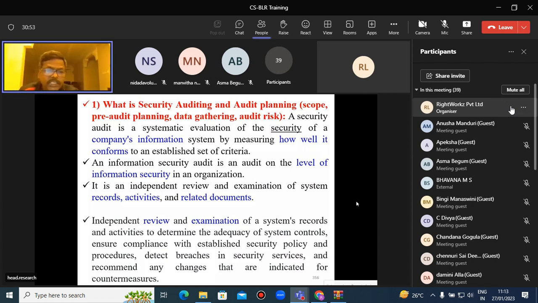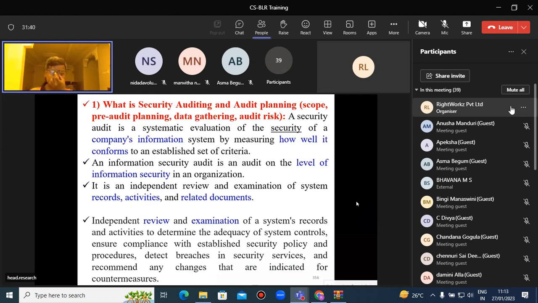So what is meant by independent review? Independent examination of a system's records and activities to determine the adequacy of system controls, ensure compliance with established security policy and procedures, detect breaches in security services, and recommend any changes that are indicated for countermeasures. Detecting breaches means detecting threats, malicious activities, and criminal attacks that happened in the organization, especially in security services.